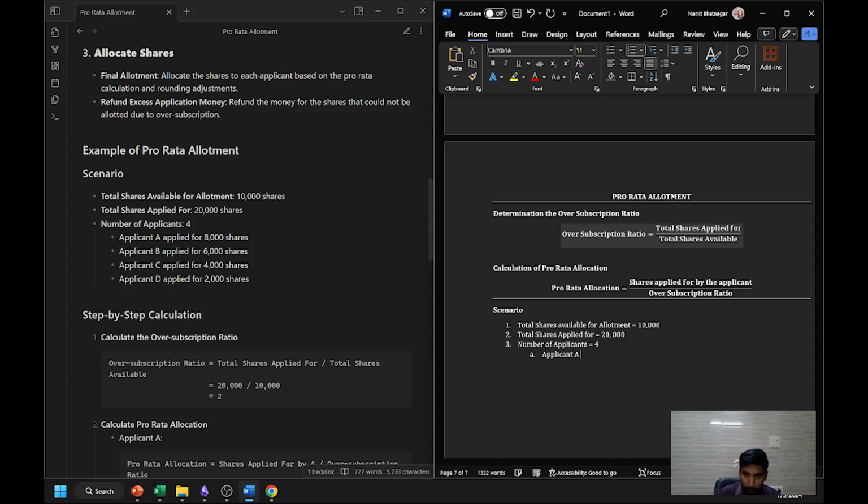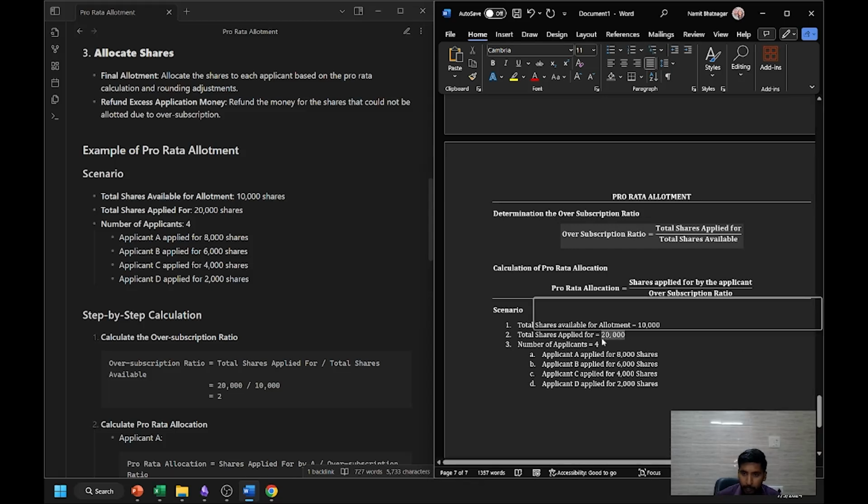Applicant A applied for 8,000 shares, applicant B applied for 6,000 shares, applicant C applied for 4,000 shares, and applicant D applied for 2,000. So the total number of shares applied is 20,000 in this proportion.